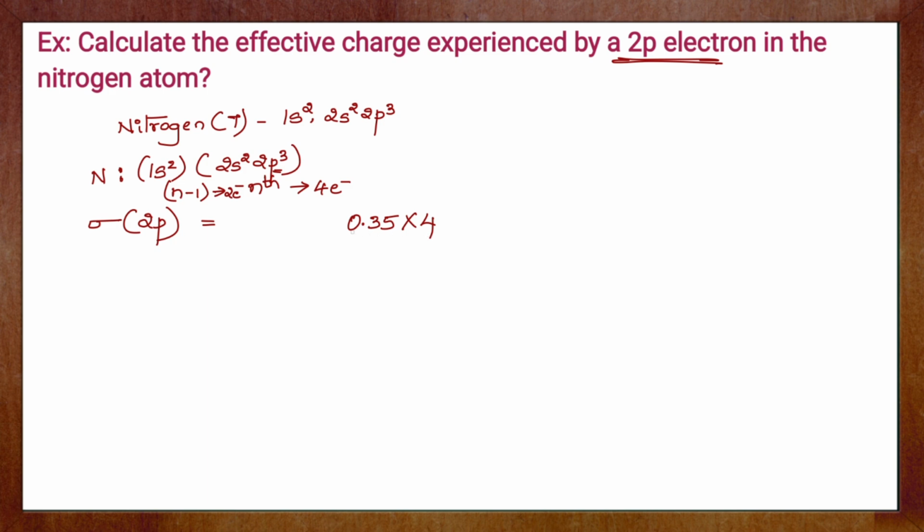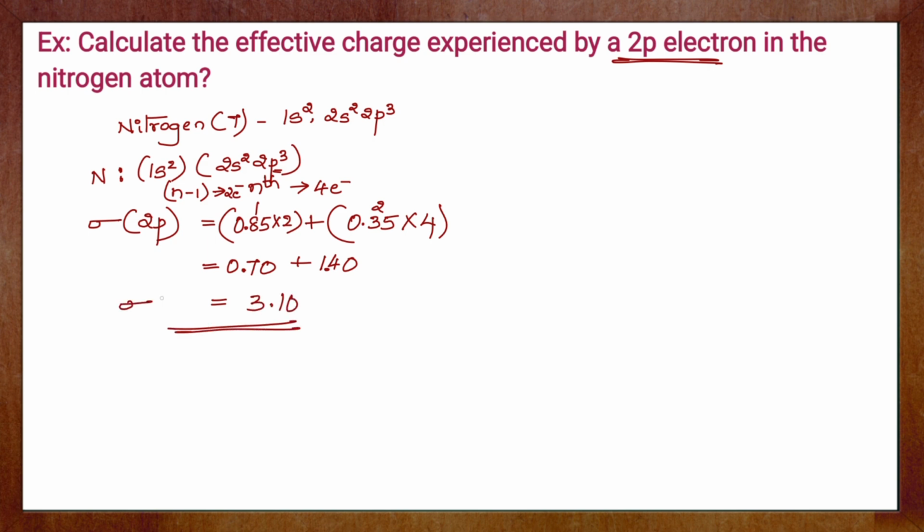How many electrons do we have other than the electron of interest? It is 4. Then coming to the n minus 1 orbit, their screening or shielding is considered as 0.85. So how many electrons contribute 0.85? It is 2. So we have 0.85 into 2 plus 0.35 into 4. 2 into 5 is 10, 8 2 is 16 plus 1, 17. That is 1.70, and 4 into 0.35 is 1.40. When we add up, we get 3.10. So the screening constant for a 2p electron of nitrogen is 3.10.